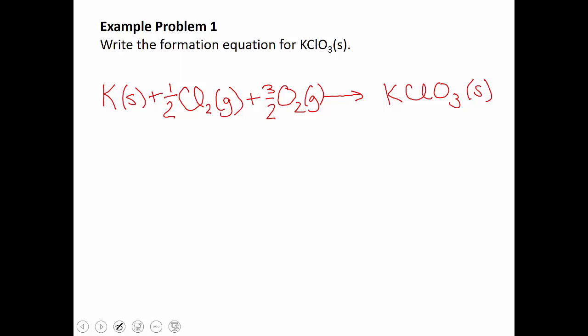So now that we know how to write the formation equation for a substance, this is going to help us out in some future lessons. I will see you in the next video, which will be applying this.